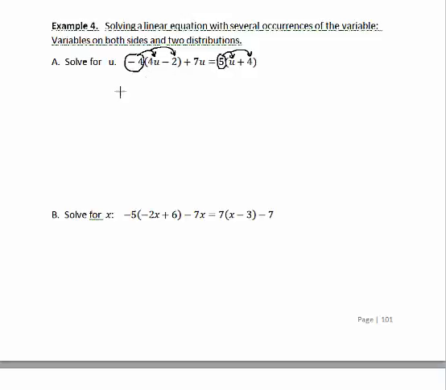Negative 4 times 4 is a negative 16u. Negative 4 times a negative 2 is a plus 8. That takes care of these parentheses. I can bring down my 7u. Now to distribute on the right, we have 5 times u, and then 5 times 4 would give us 20, and we no longer need the parentheses.